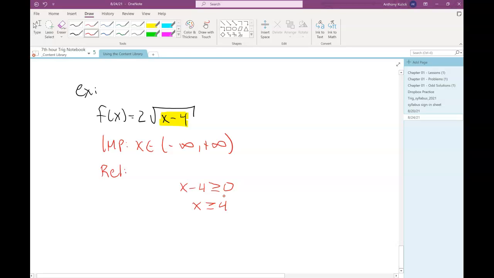So again, x is greater than or equal to 4. And now I'm going to just write that inequality in interval notation, and I'm done. So x is greater than or equal to positive 4. The lower bound is 4 with a bracket. Good.